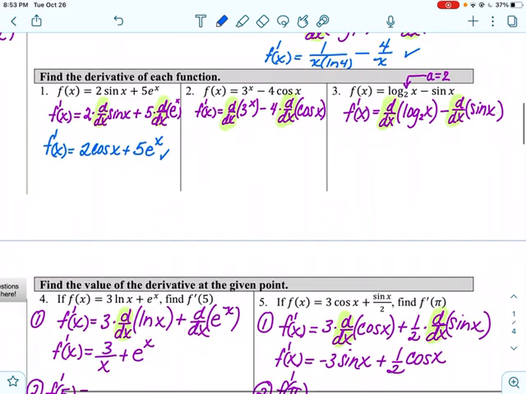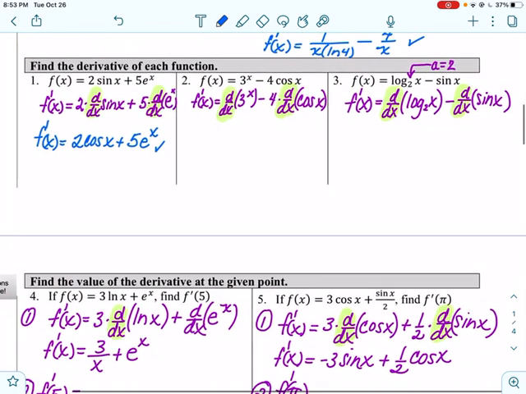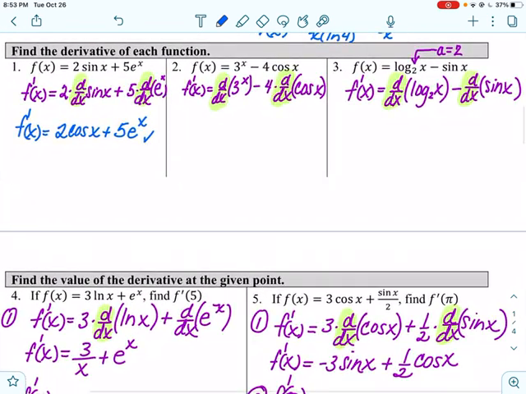Okay. So the second one, I have the derivative, f of x is equal to 3 to the x minus 4 cosine x. So you can see I have f prime is equal to the derivative of 3 to the x minus 4 times the derivative of cosine x. So I get f prime of x is equal to 3 to the x times ln of 3 minus 4 times the derivative of cosine, which is negative sine.